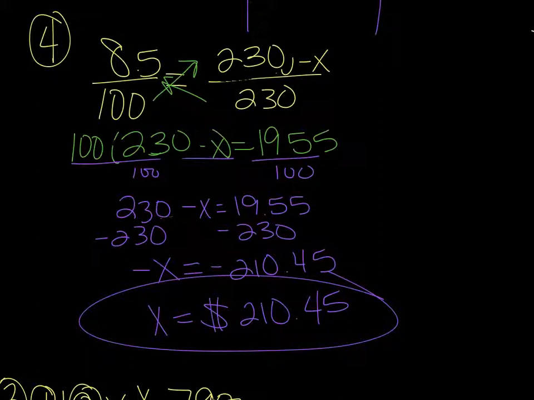And then you get 230 minus x equals 19.55. Subtract 230 from both sides. You're left with the negative x. I don't want a negative x, so we've got to flip all the signs. Should get $210.45. Questions on number 4?